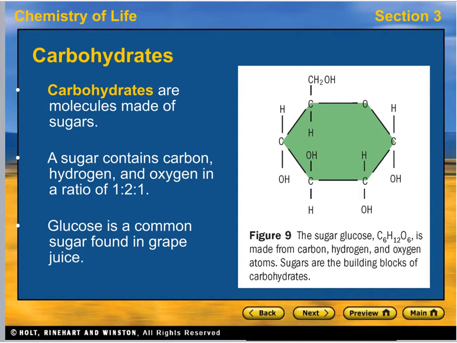Now here we have glucose, and glucose is a common sugar that's usually found in grapes. And you can see that we have C6H12O6, or 1 to 2 to 1. And again, sugars are building blocks of the carbs or the carbohydrates.